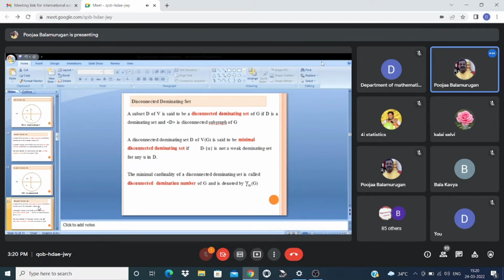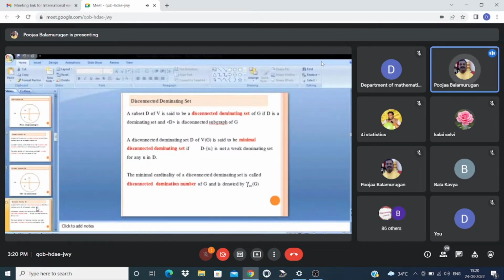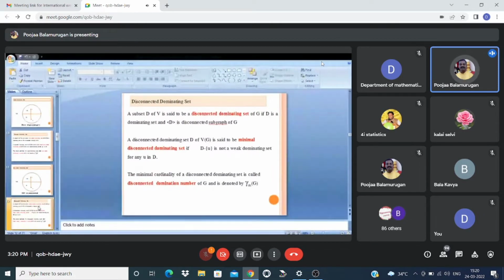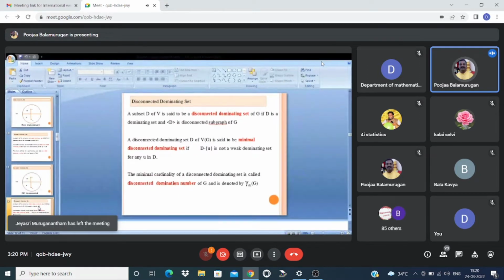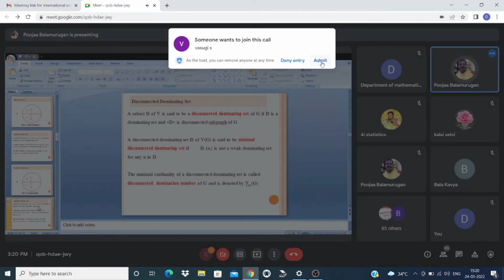And another theorem, which is a very standard theorem: for any two integers a, b with 2 less than or equal to a less than or equal to b, there exists a graph G such that γDC of G equals a and alpha naught of G equals b. So this is the main theorem of this paper. We have derived only 6 or 8 theorems, and many more remain after this. Interested students can work in this area on the disconnected dominating set of some graphs.